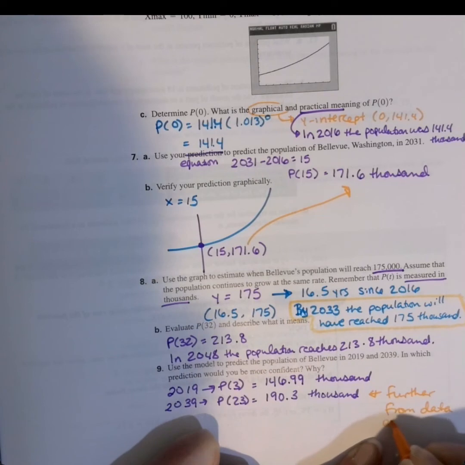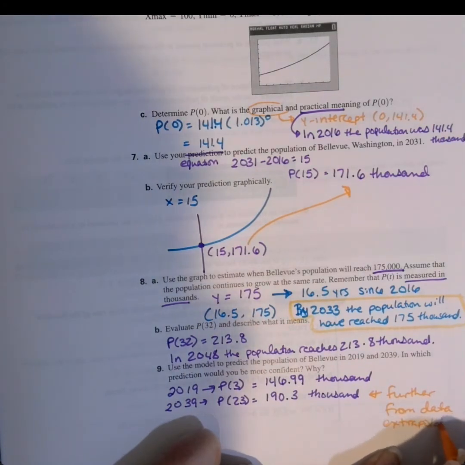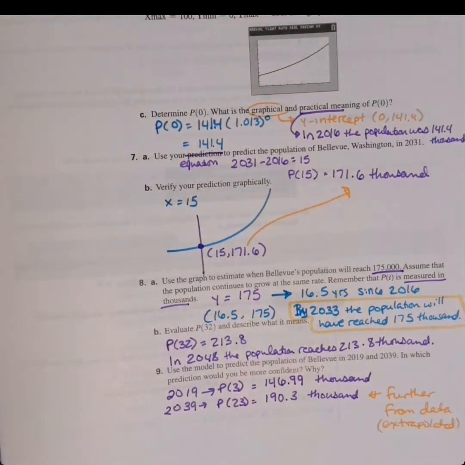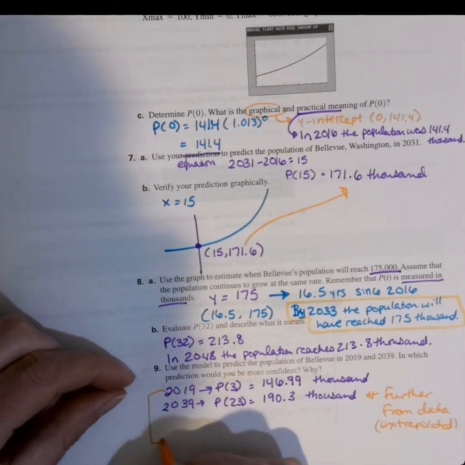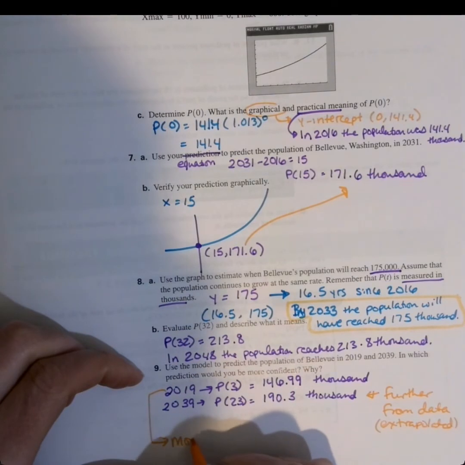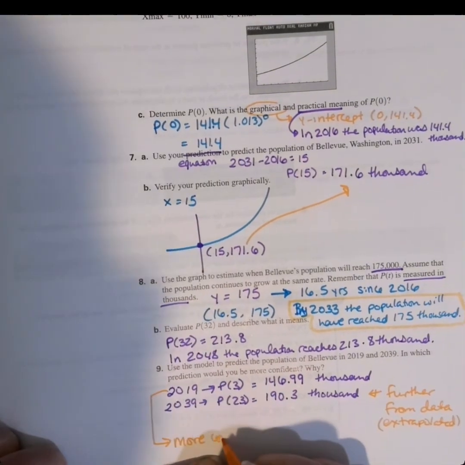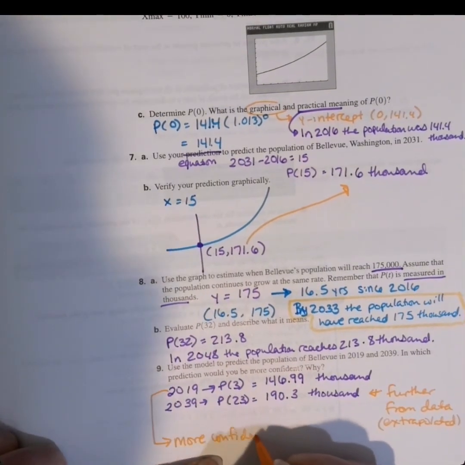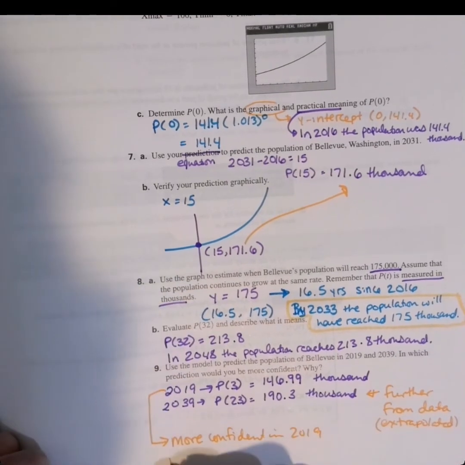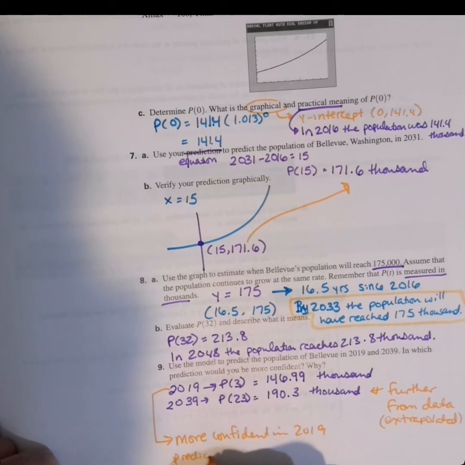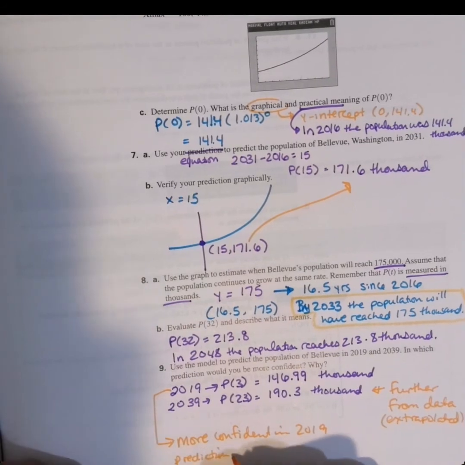And it's extrapolated. Actually, I could have just said it's extrapolated because that means it's further from the data, but that means that it's less reliable. So which one would we be more confident in? We're more confident in 2019 because it is closer to the data.